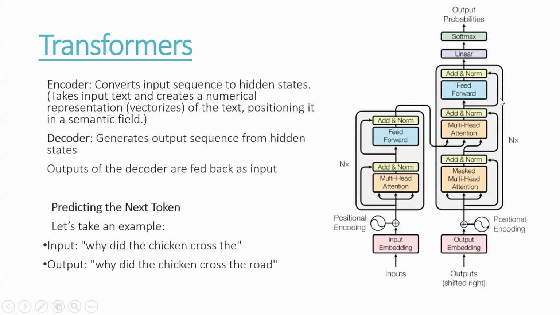In the decoder part, we are generating the output. For example, if I give only the sentence, why did the chicken cross, it will be able to tell me the road, because road is the most probable word as per the model.